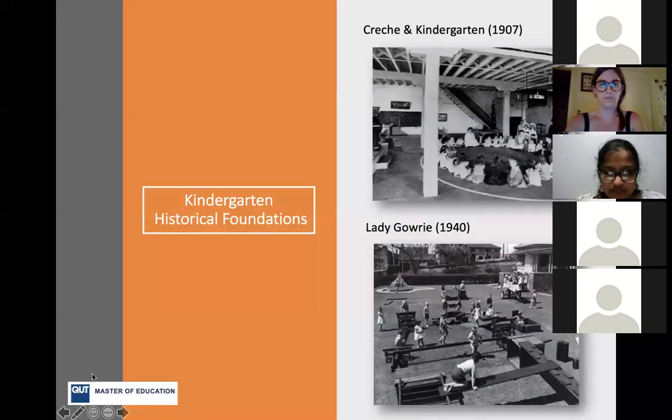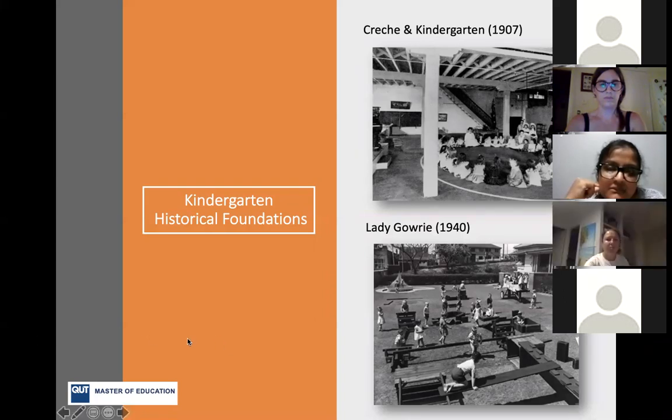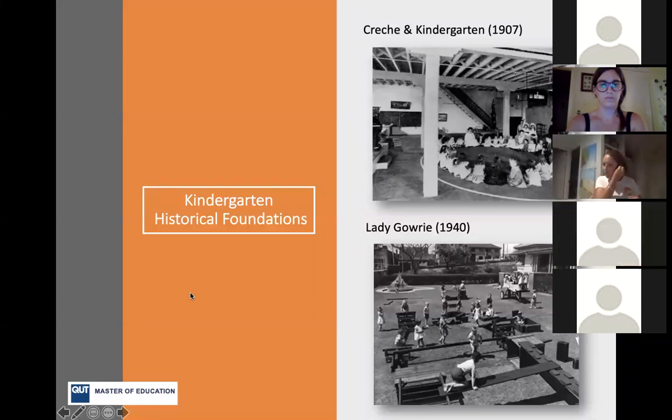Looking specifically at kindergarten, our Australian historical foundations began way back in 1907 with the Creche and Kindergarten Association. It was originally established for underprivileged children, so children from disadvantaged backgrounds. Someone did ask that earlier.